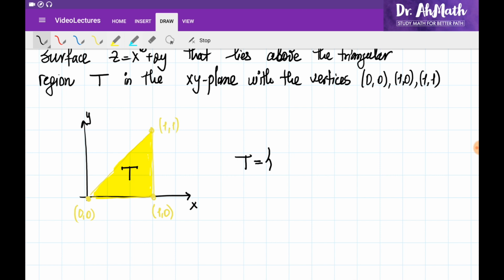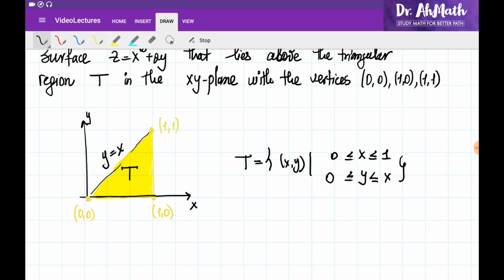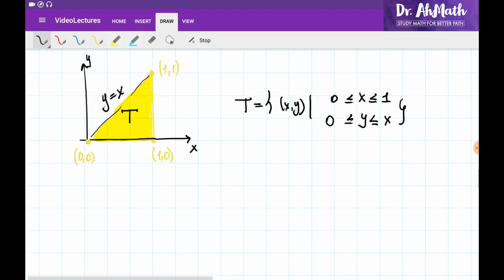So this region T is given as the points x and y, where x would change between the constants, right? So from 0 to 1. And y would change between the functions, between this line, which is the 0 line, and this line, which is y equal to x. So now what we need to do is integrate this surface.